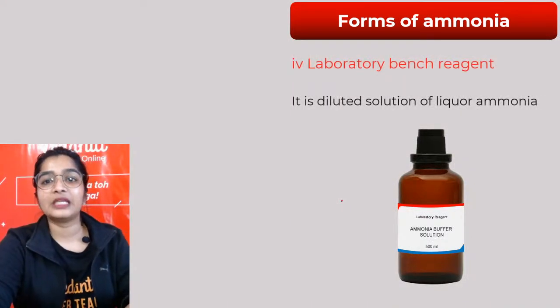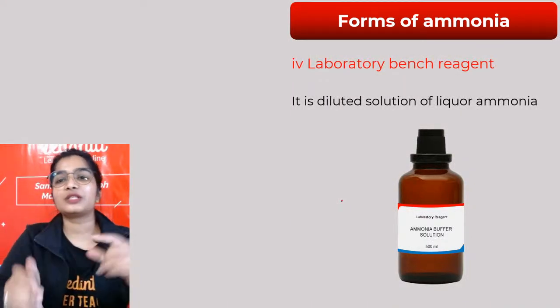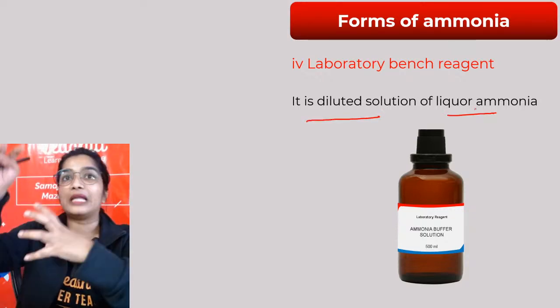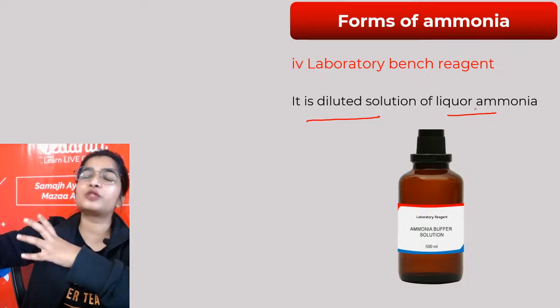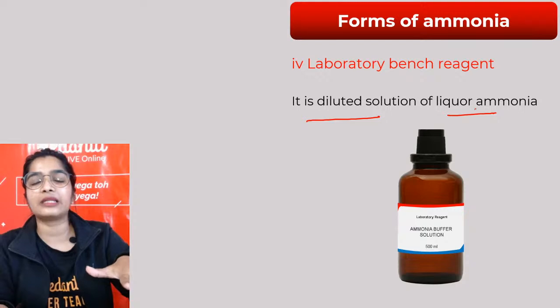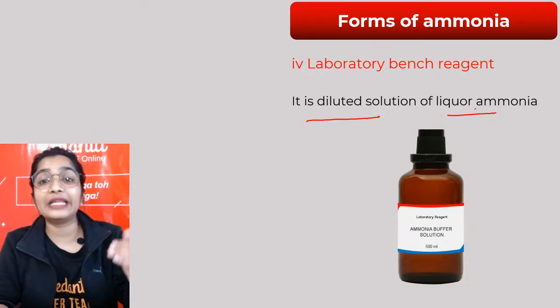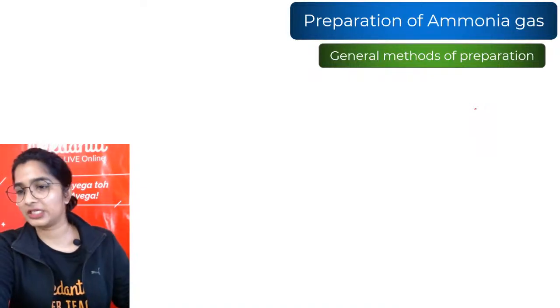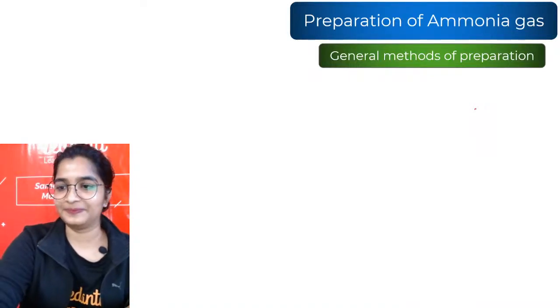Okay. So the laboratory reagent, as I told you, is a diluted solution of liquor ammonia. The liquor ammonia will be concentrated, with only a small amount of water, but as we are using it for very basic reactions, we will take the diluted solution of liquor ammonia as a reagent for various reactions.